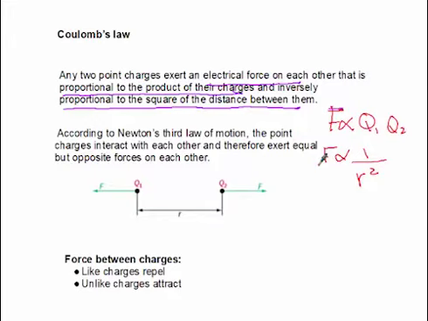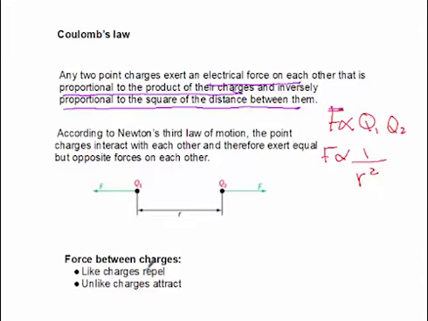So, according to Newton's third law, the point charges interact with each other, therefore they exert equal but opposite force on each other. It means that the force that Q1 exerts on Q2 equals the force that Q2 exerts on Q1, but in opposite direction. So there is an interaction force between them. Both forces are equal and in opposite direction.